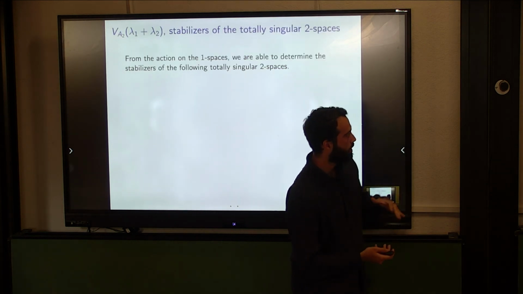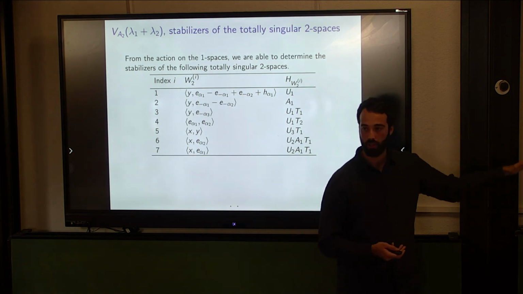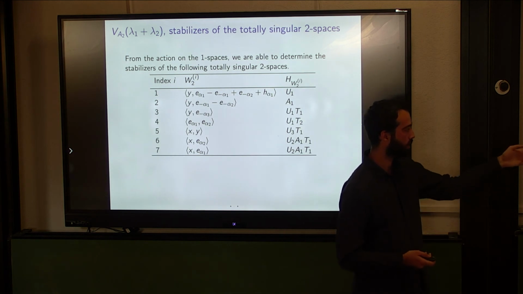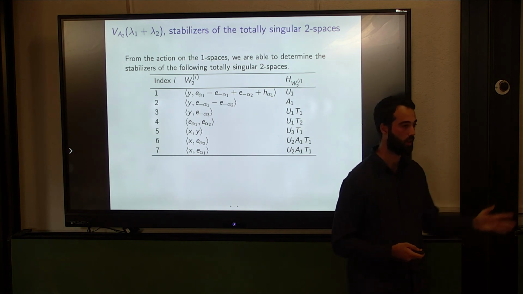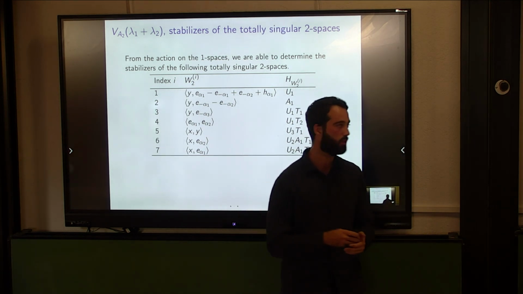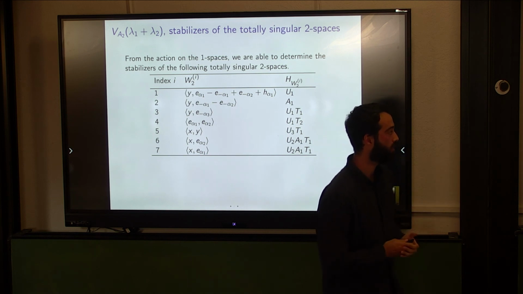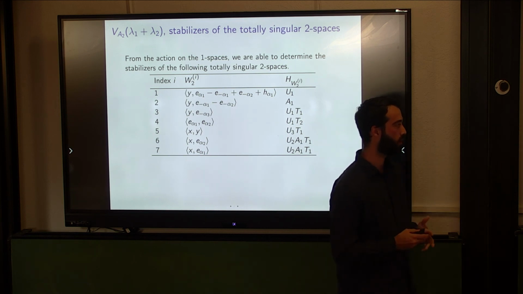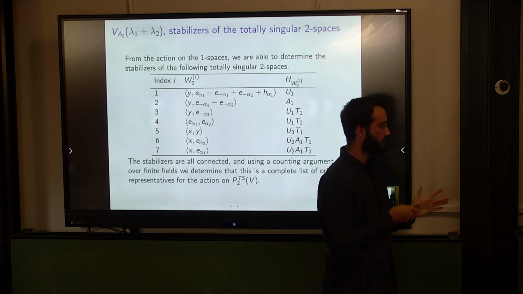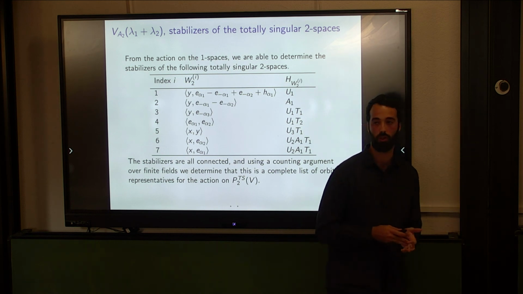So we determine stabilizers of a certain list of totally singular 2 spaces. And again, here we're lucky, the stabilizers are connected. So when we do the same trick, going to finite fields, it's easy to understand. This just gives you one orbit in every case. So for example, we're going to have a stabilizer of size q in the first case because of the U1. And so again, playing the same game, you add up the orbits, and you're happy because you had actually found all of the orbits.